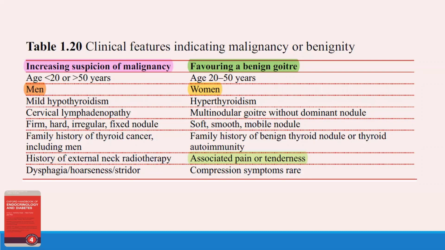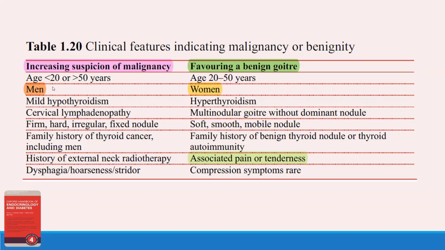But age is a very important risk factor, family history of thyroid cancer is a very important risk factor, and neck radiation is a very important risk factor, as are dysphagia, hoarseness or stridor, or increase in size within a few months. So in a patient with age less than 20 or more than 50, we should go directly for repeating after 6 months.